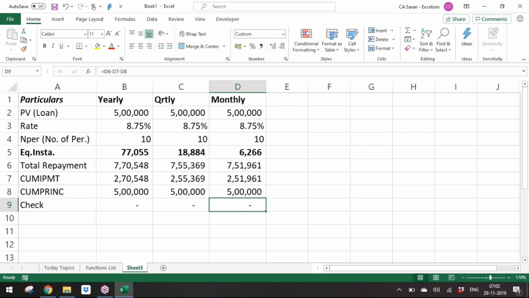Generally, the sanction document of the loan will have how much loan is being given, how many years you're going to pay, and what is the rate of interest. If you exactly put the PMT function, your EMI will exactly match.